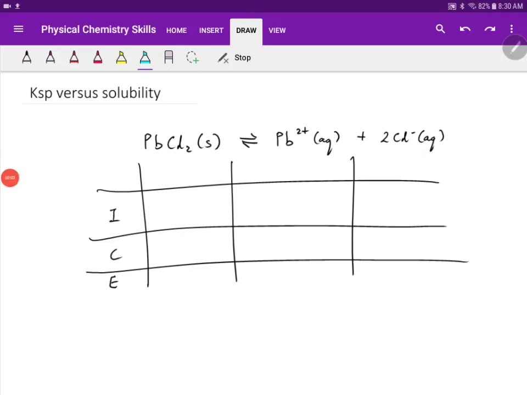Hi everyone, in this video we are going to look at the difference between Ksp and solubility. Solubility is the amount of this substance that can dissolve per dm cube of solution, whereas Ksp is a benchmark value at a certain temperature, which tells you the equilibrium constant of this solubility equilibrium.